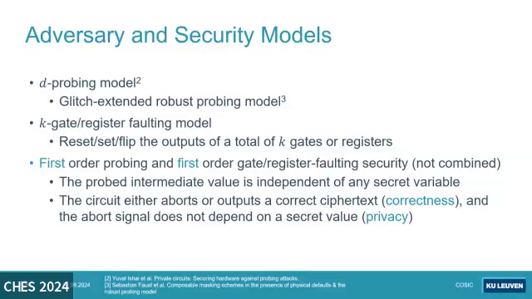So what we expect as the security is that the probed intermediate value is independent of any secret variable, and this is coming from the probing model. Next, we expect the circuit to be correct and private, meaning the circuit is going to either abort or output a correct ciphertext, and the abort signal is not going to be dependent on the secret input.